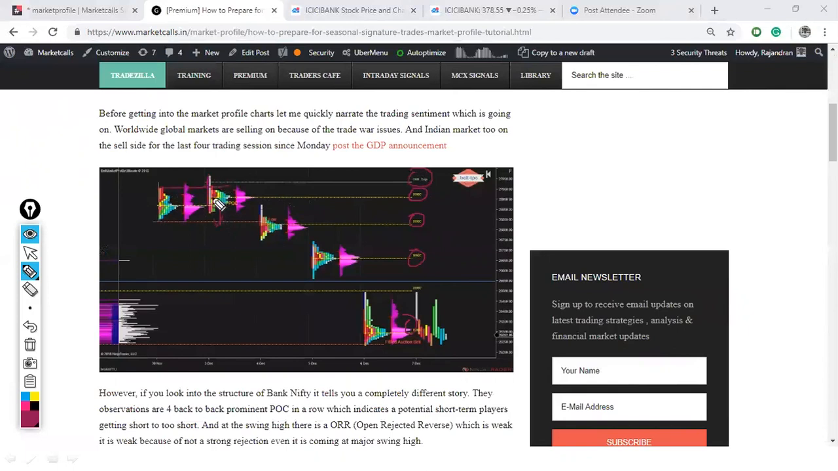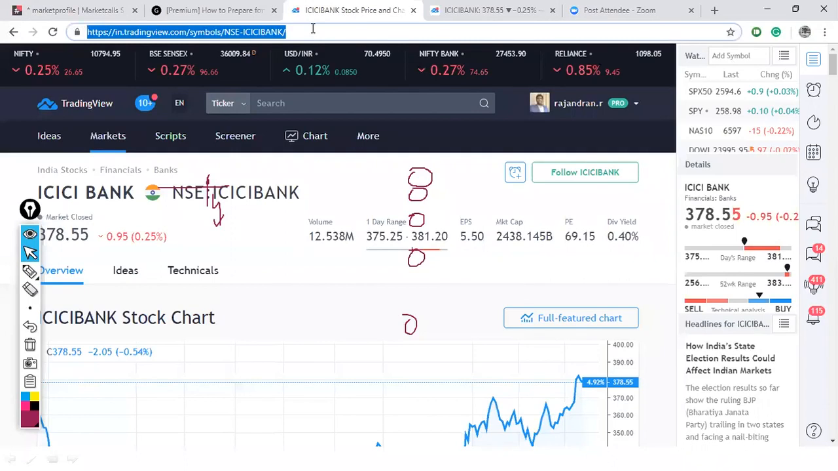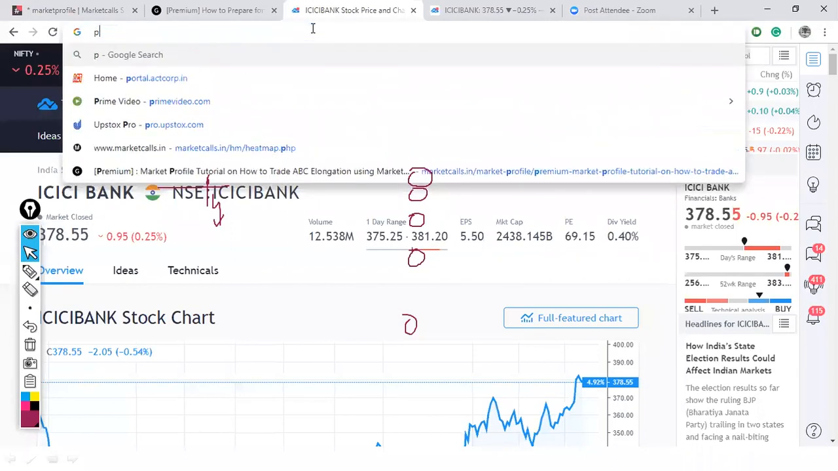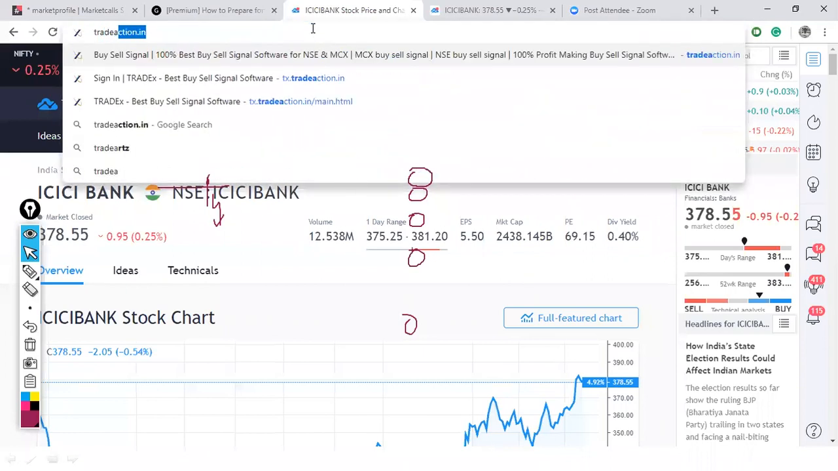At times, those rejections will be confirmed with volume. The first 1 hour volume will be more than the last 30 days of volume. So you can track all those open rejection reverse setups over here. Let's say if you want to know what is the recent rejection which is happening, you can go to trade action.